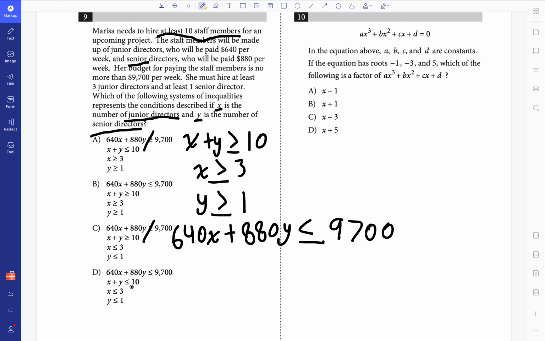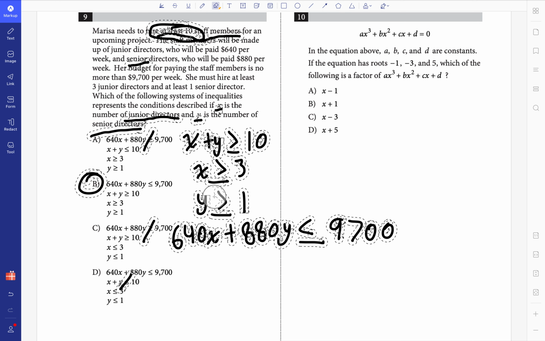Okay, x plus y has to be less than or equal to 10. No, it has to be greater than or equal to 10, because it says right here, she must hire at least 10 staff members. So at least. So x plus y has to be greater than or equal to 10. So it's not that one. Because of that mistake, it is therefore B.